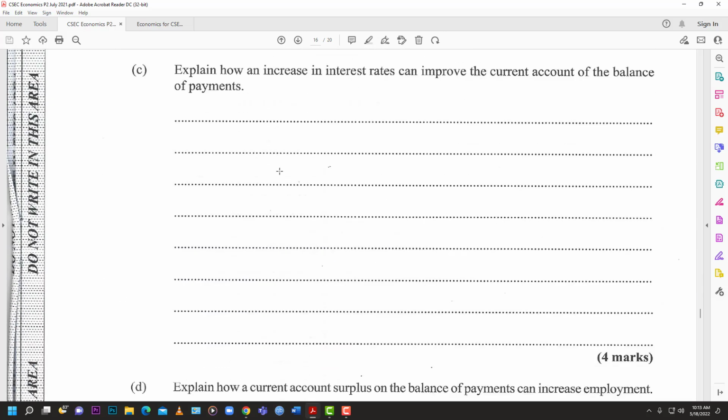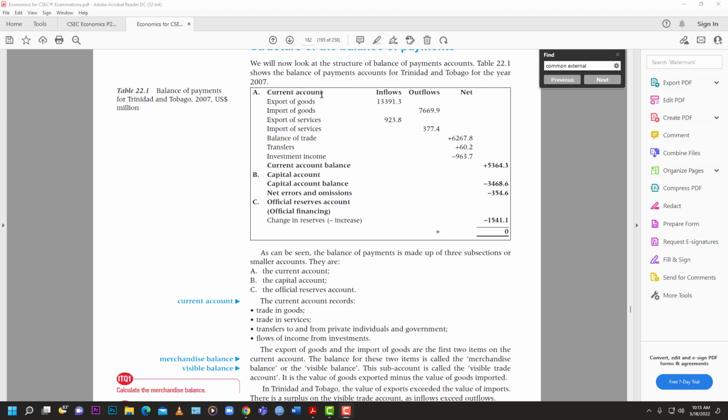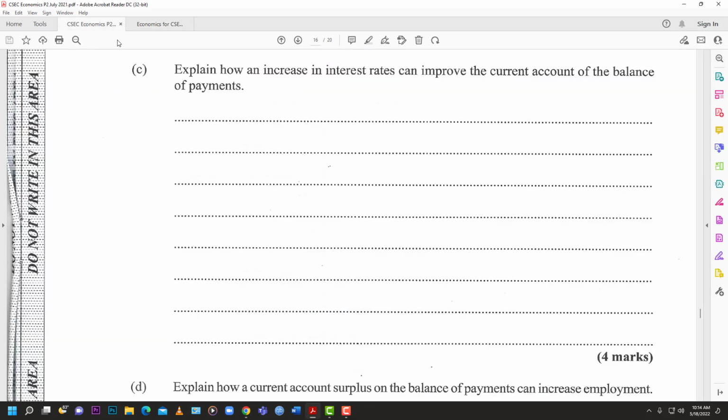Next question. Explain how an increase in interest rates can improve the current account of the balance of payments. If we look at the components of the current account, the major parts are exports, imports, transfers, and investments. Those are what make up the current account, and you can have a swing one way or the other. You might have a lot of imports or a lot of exports, whichever.